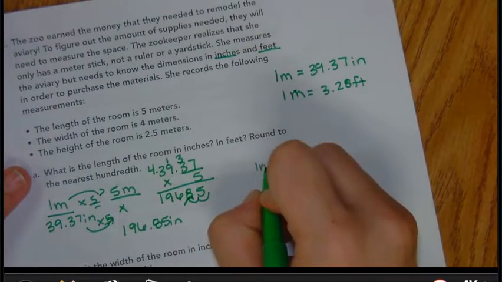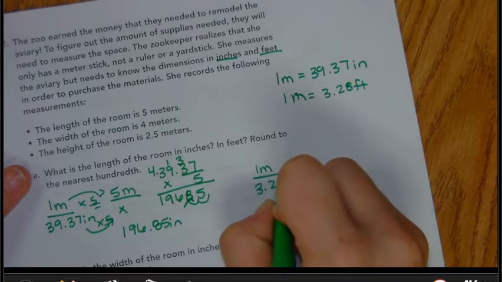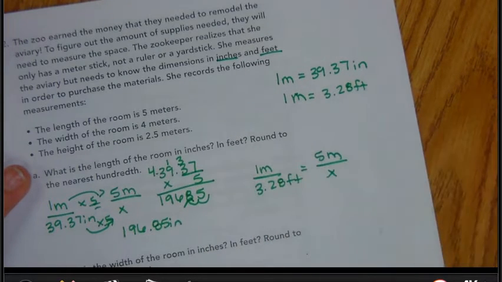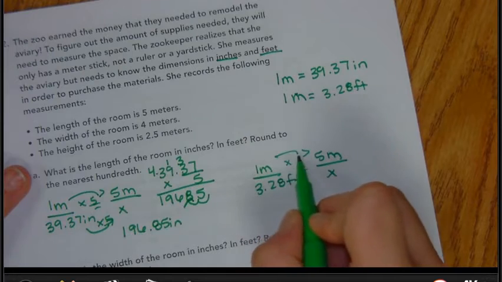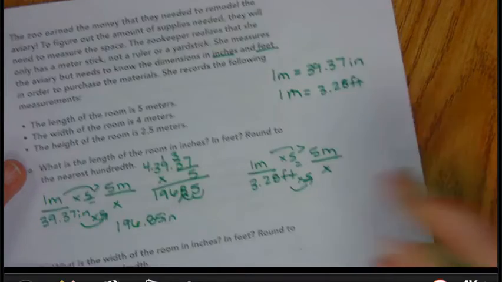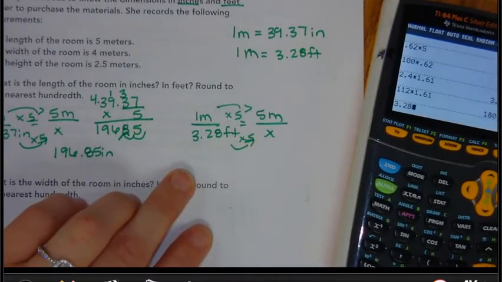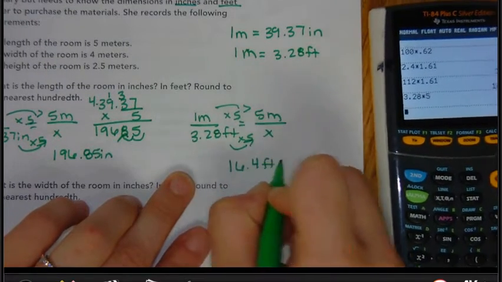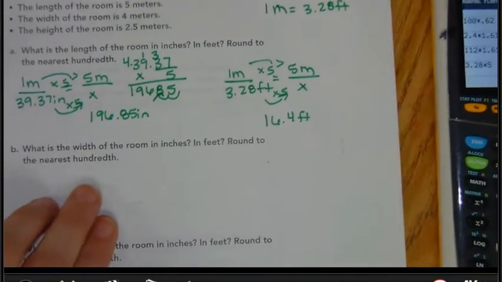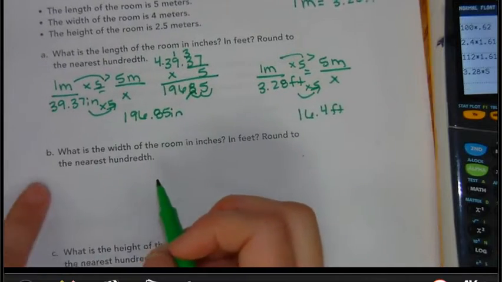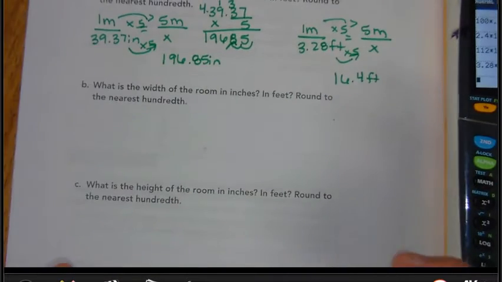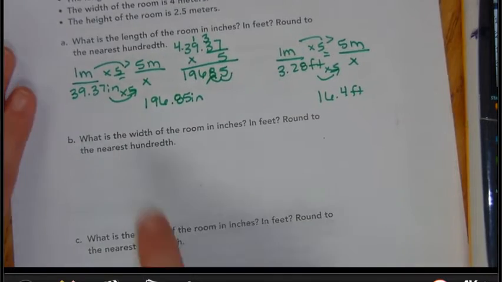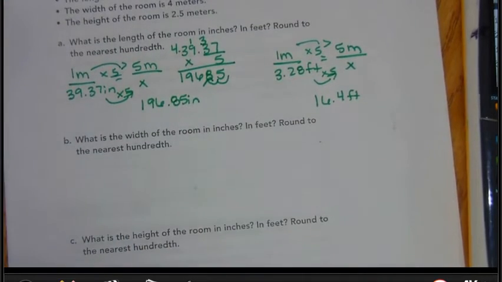All right, so I have 1 meter over 3.28 feet, and I have 5 meters, an unknown number of feet. I'm going to multiply by 5 on both top and bottom. So 3.28 times 5, I get 16.4 feet. Okay. All right, let's go ahead and do B and C. If you would like to, pause the video and complete B and C on your own, and then just come back and check.